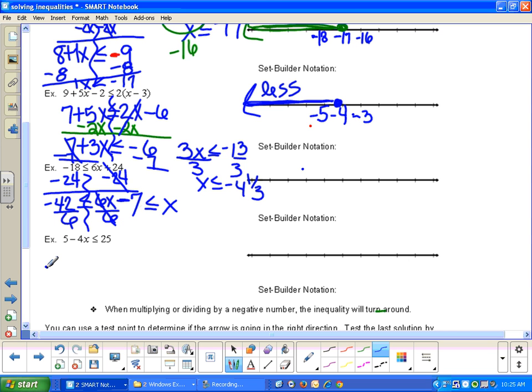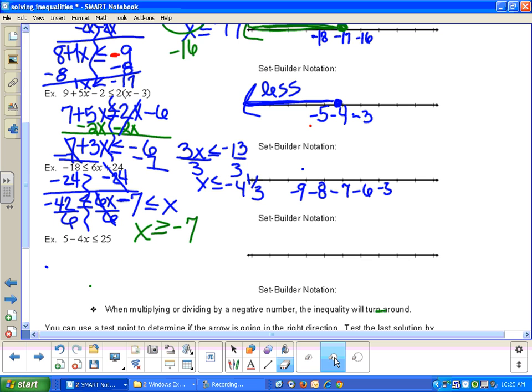Now, up at the top it says be sure that you have the letter on the left side. Well, here it's on the right side. We can rewrite this way. But as far as graphing it, it doesn't matter which way it is. We're going to start with negative 7 in the center of our graph, and then we're going to use a closed circle.